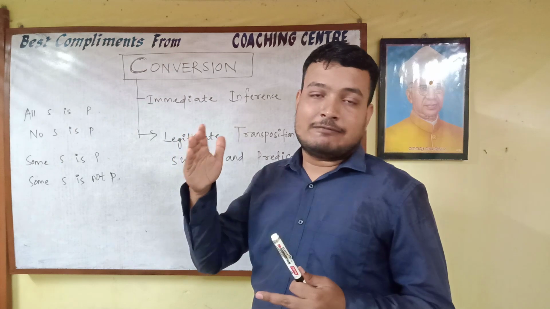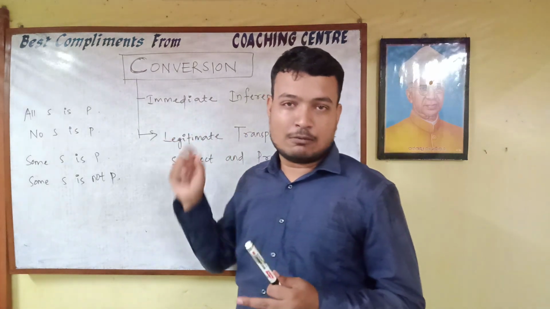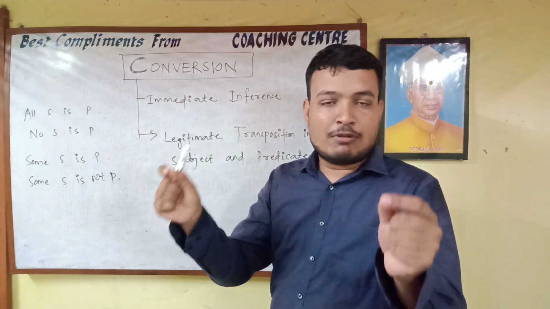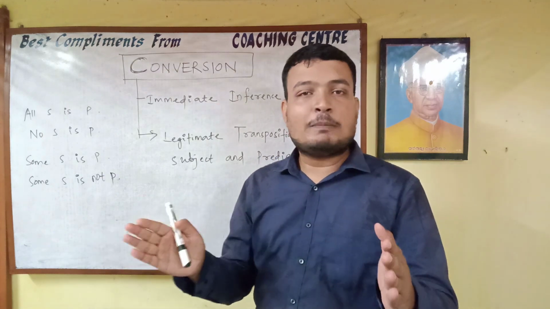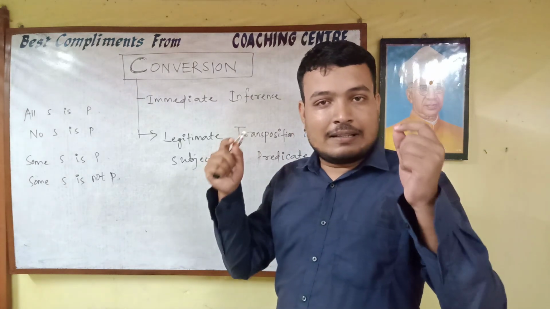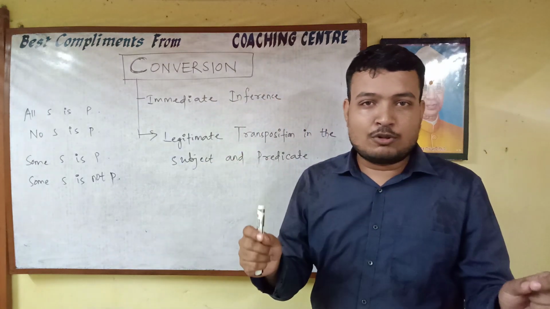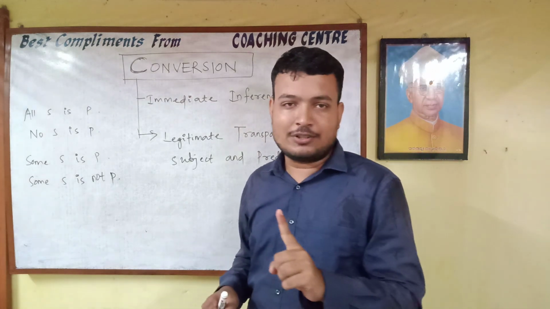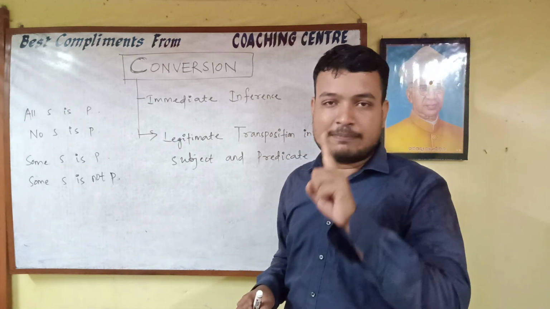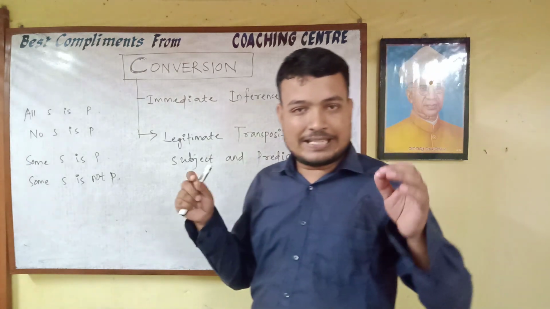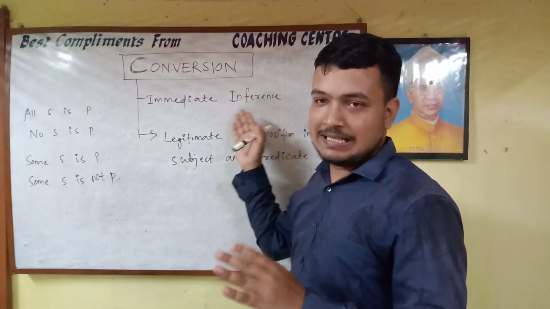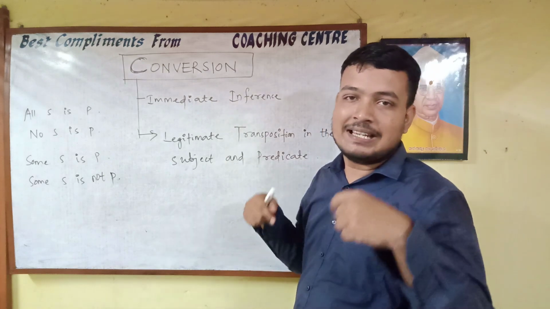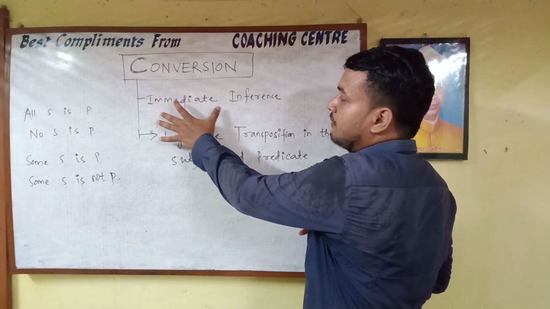Immediate inference is one kind of inference in which one proposition is given, and from that one proposition you are deriving a new proposition. The given proposition is known as the premise, and the derived proposition is known as the conclusion. So immediate inference is one kind of inference in which one premise is given, and from that one premise you are deriving a new conclusion. So conversion is a form of immediate inference.